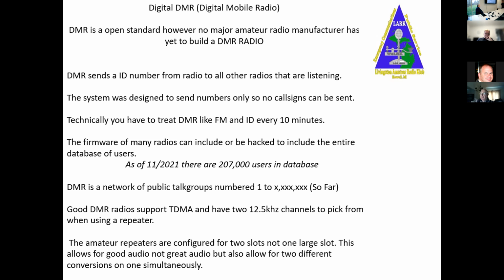And that allows you to know who you're talking to, but the transmission from end to end only had the number in it. So you still have to ID, because only the end user knew who you were, and that's only because I had access to the database. So you have to treat it that way. There's a lot of hacks out there to allow these radios to install the database.